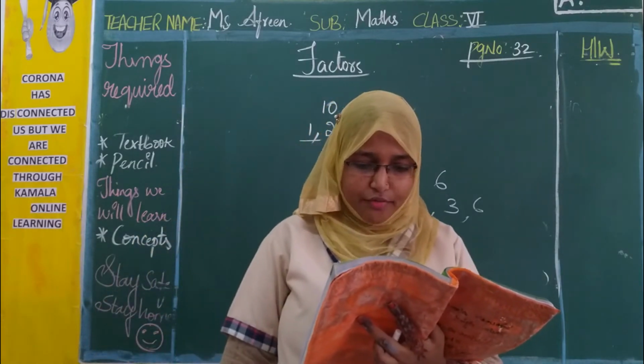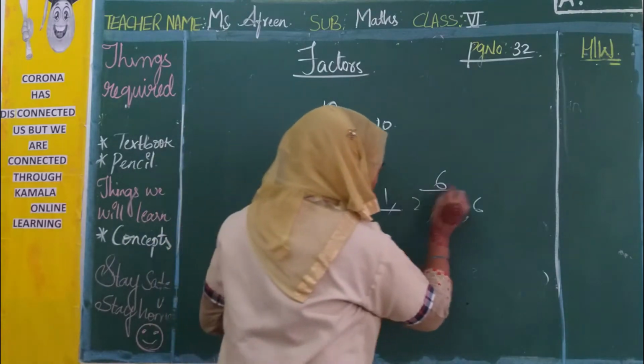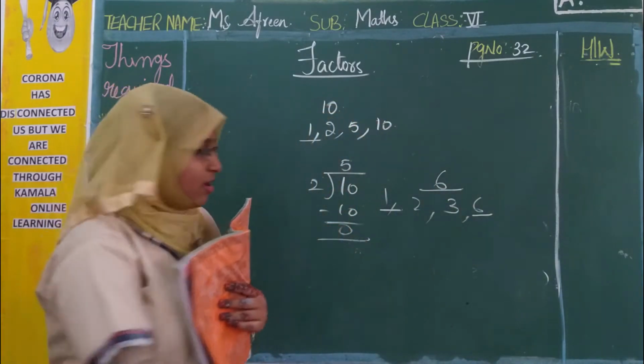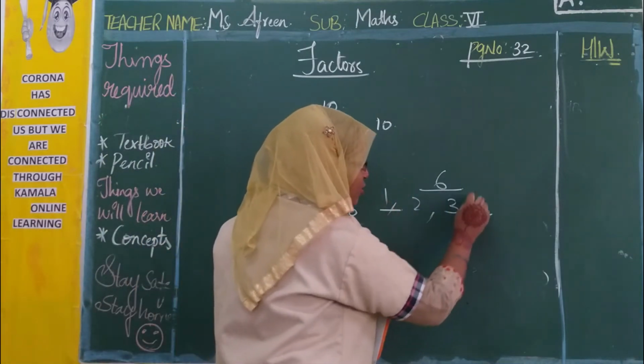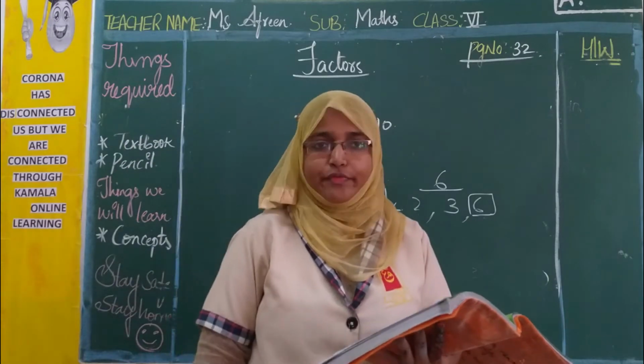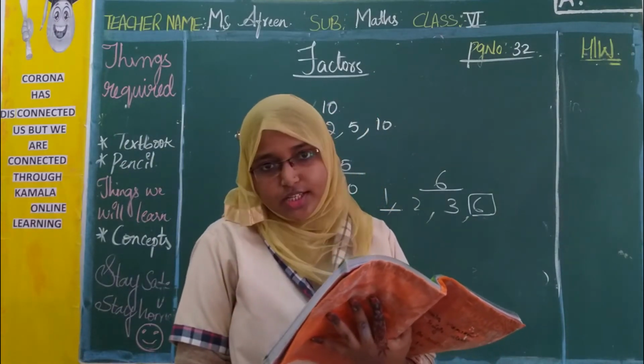Every number is a factor of itself and is the greatest of its factors. First, we are finding factors for 6, and 6 is also a factor of itself. 1 6 is 6, 6 1s are 6. So 6 is also one of the factors, right? So every number is its own factor.